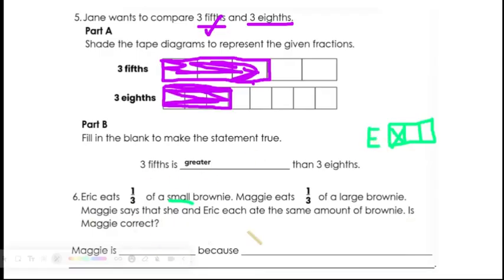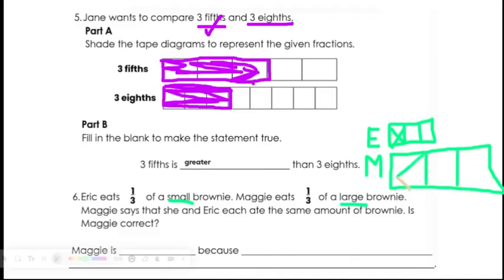That's Eric's. And I'm going to put an E here just so I can remember. Okay. Maggie gets one too. So I'll put an M in there for Maggie. Maggie eats 1/3 of a large brownie. So they don't have the same size brownies. So here's Maggie's. Okay. There's Maggie's brownie. She also cut it into thirds. And she also ate 1 piece, okay? Maggie says that she and Eric ate the same amount of brownie. Is Maggie correct?